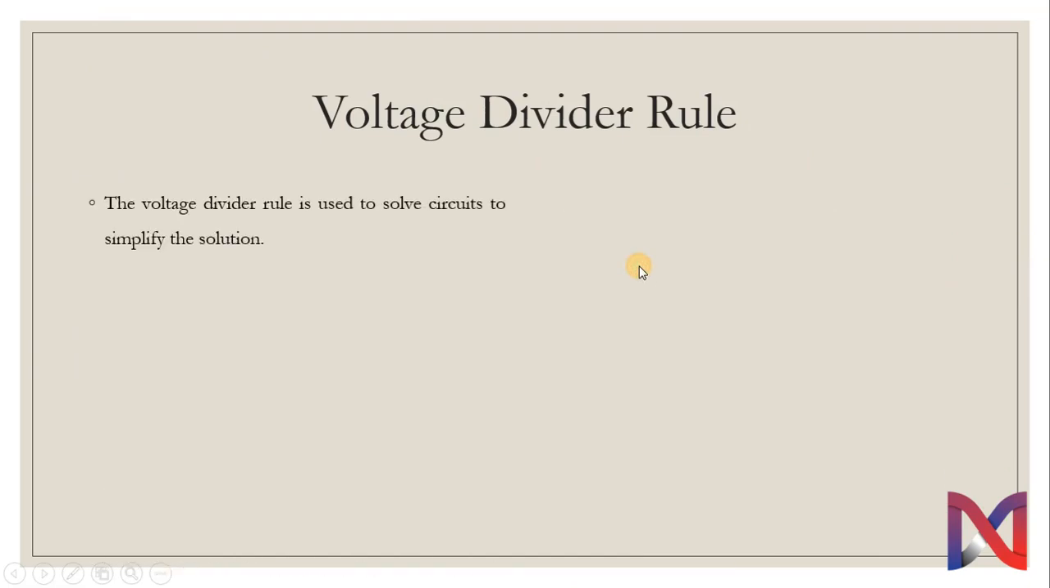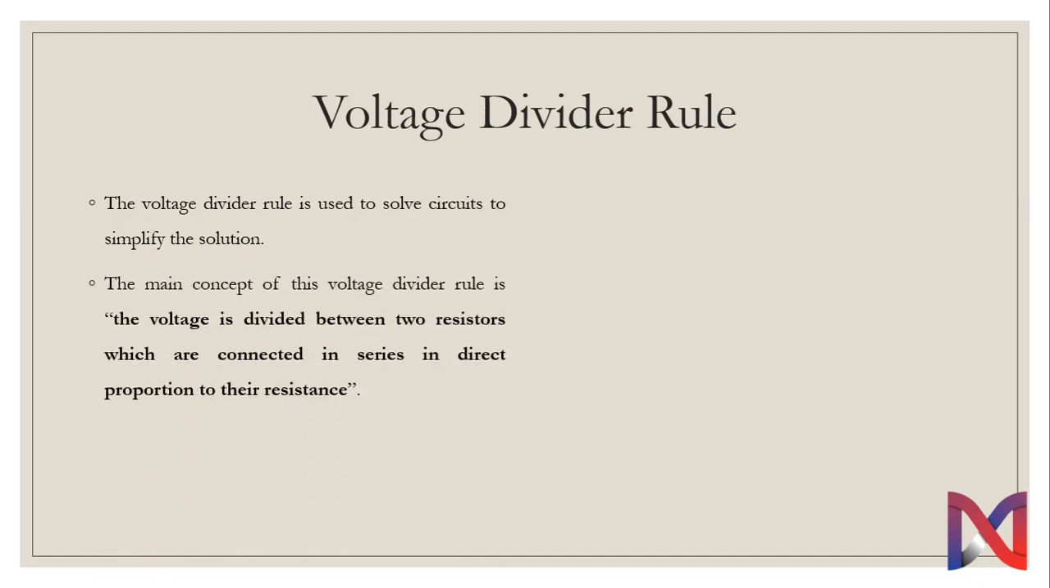The voltage divider rule is used to solve circuits to simplify their solution. It means that if you are given a complex circuit having different combinations of resistors, that is series-parallel and parallel-series, then you can apply the voltage divider rule to the resistors which are connected in series to find the voltage drop across them. The main concept of the voltage divider rule is that the voltage is divided between resistors which are connected in series in direct proportion to their resistance.